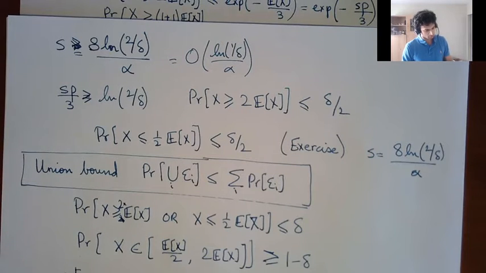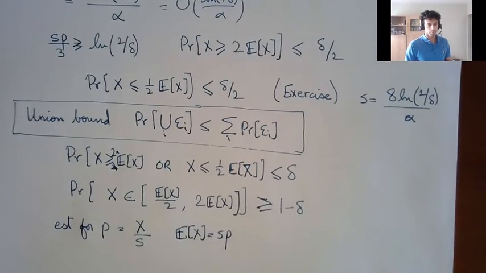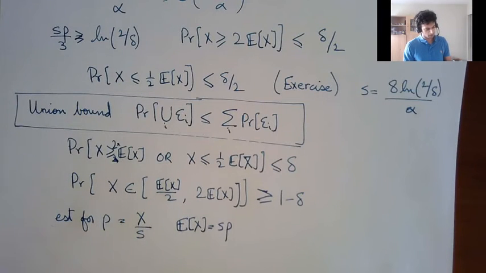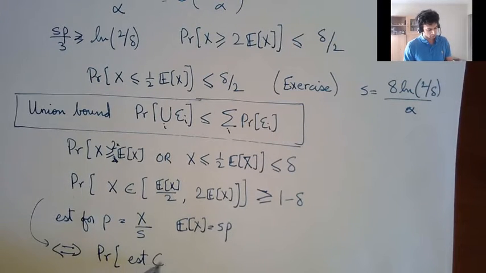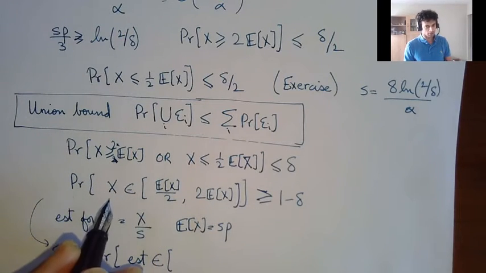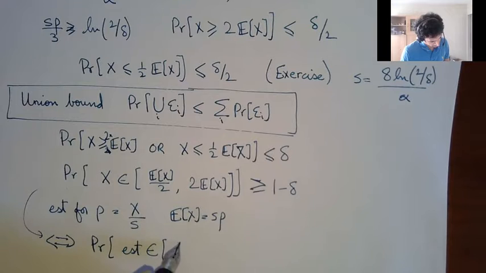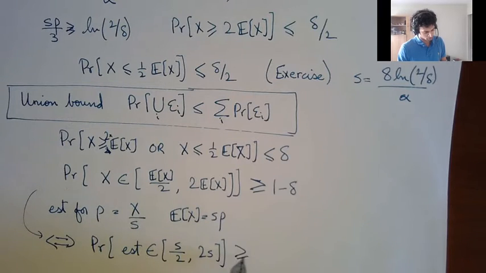And what was our estimate? Remember, our estimate for p is exactly x divided by s, and the expectation of x is s times p. So you just divide this by p, and you get that this is essentially equivalent to saying, just by dividing all of this by s, that the probability that the estimate is between p divided by 2 and 2p, the probability that it is in that range is at least 1 minus delta. That's the end of the proof.